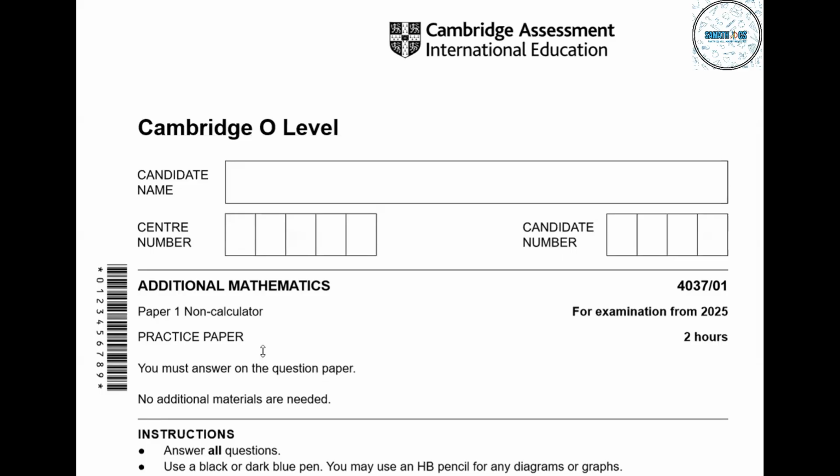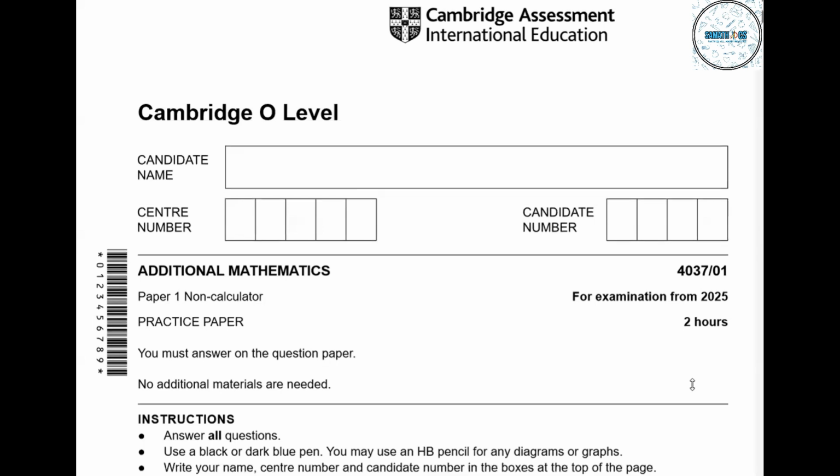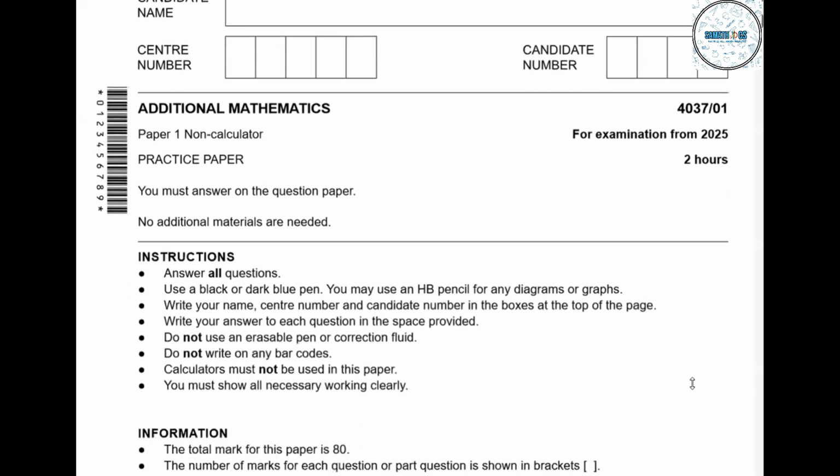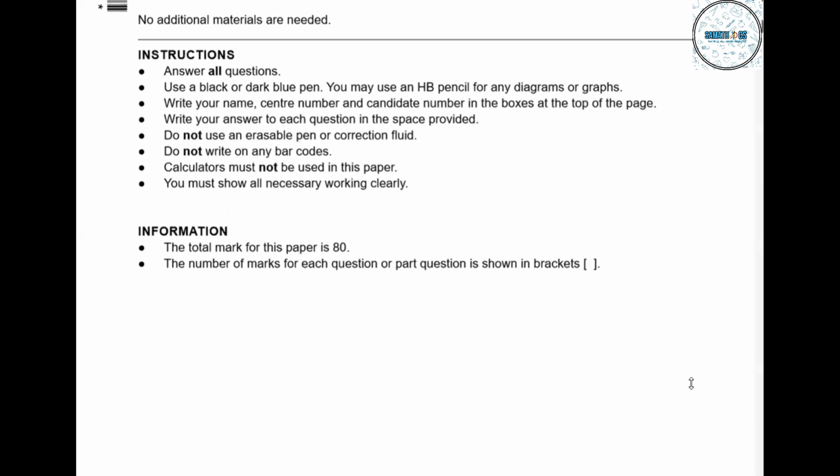We are going to solve Additional Mathematics, Paper 1, Practice Paper for examination from 2025. Duration of the paper is 2 hours and the total mark for this paper is 80.